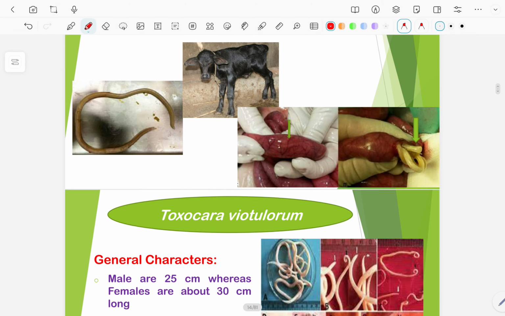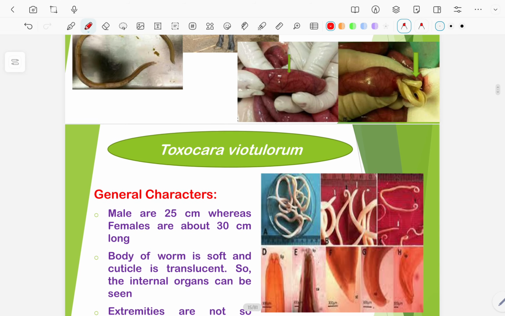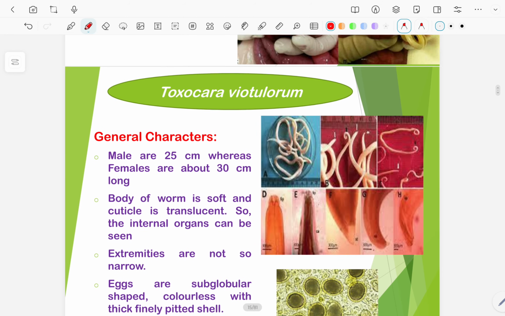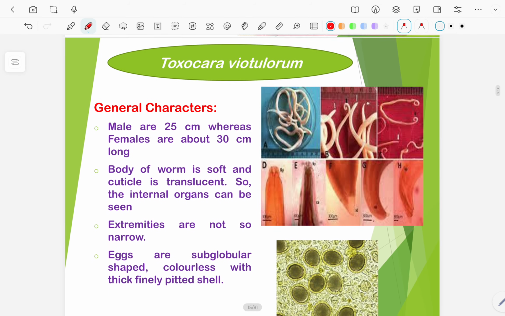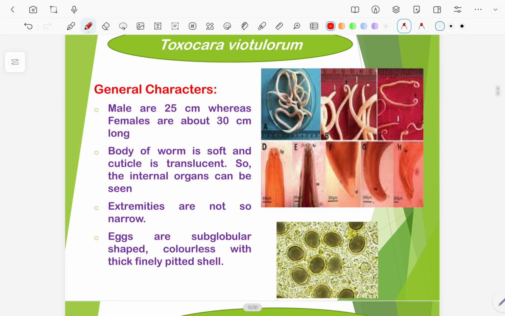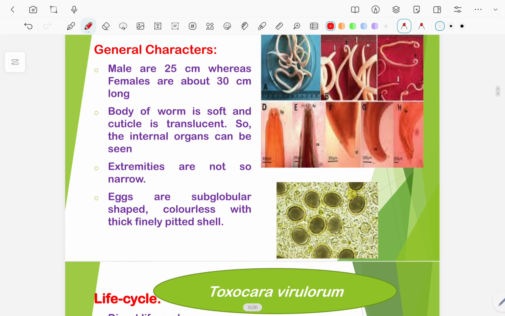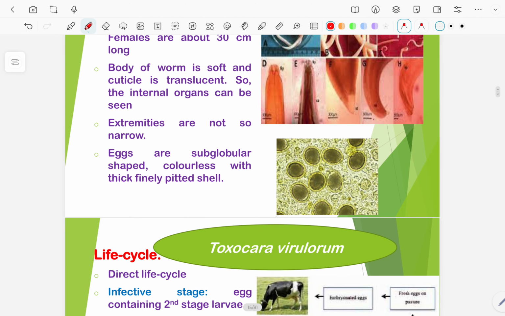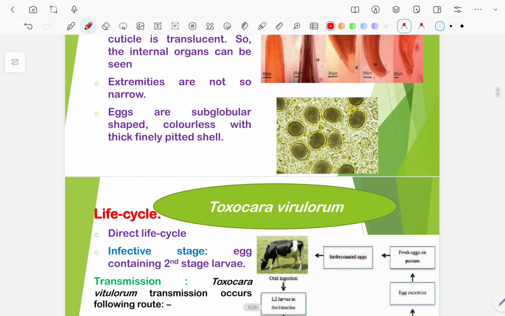Toxocara vitulorum general characters: males are 25 cm, whereas females are about 30 cm long. The body of the worm is soft and the cuticle is translucent, so the internal organs can be seen. Extremities are not so narrow. Eggs are subglobular, colorless, with a thick, finely pitted shell.